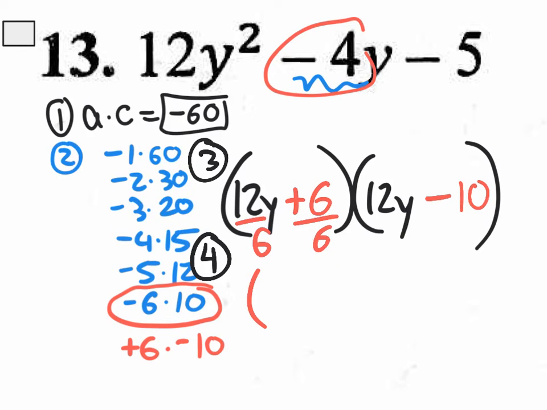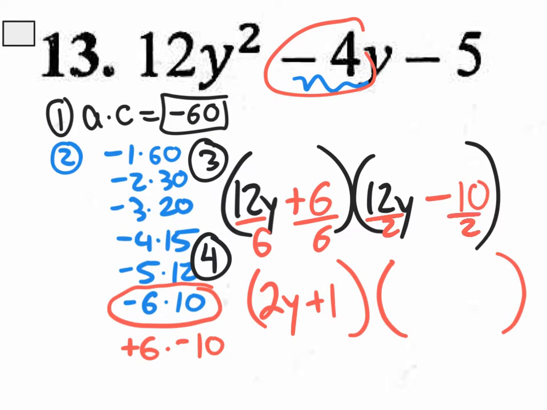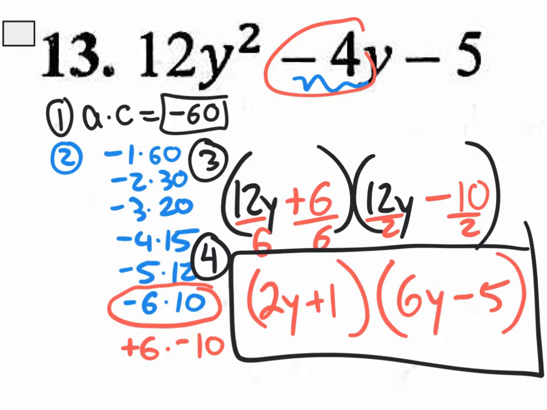So we have as an answer 2y plus 1. And how about over here? What could I reduce 12 and 10 by? By 2 only. So we have a 6y minus 5. Ladies and gentlemen, we are done.